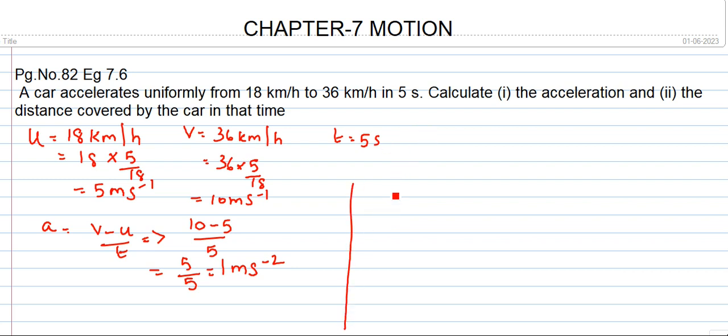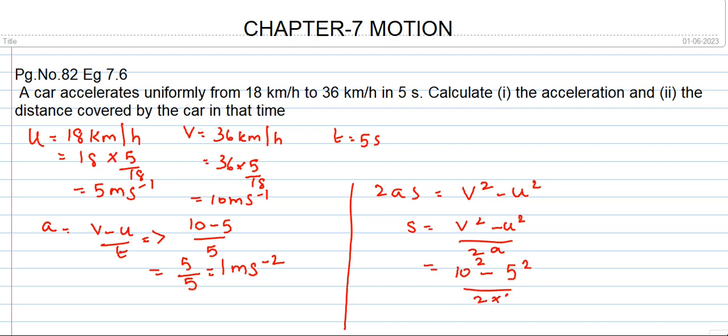Next we have to find out the distance. So again the same formula, 2as is equal to v square minus u square. From here we have to find s. s is equal to v square minus u square by 2a. So your v square will be 10 square minus 5 square by 2 into 1. So we have 100 minus 25 by 2.